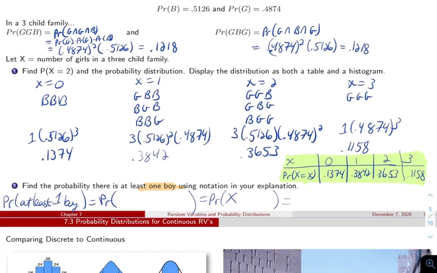The last problem you're going to finish on your own: the probability of at least one boy. Well, we were given a distribution for girls, so now you've got to change at least one boy into a statement about the number of girls. So at least one boy becomes a probability of what in terms of girls. Write that using equality notation and then get your numbers and the answer from the table above. Do that on your own and we'll be checking it in class.